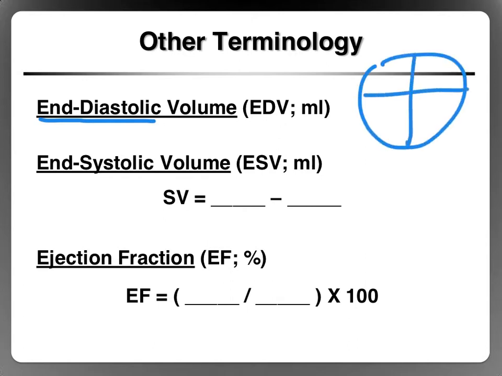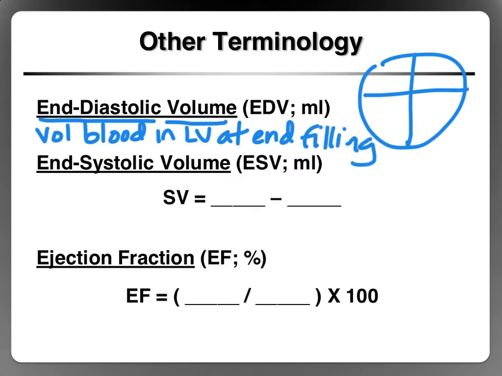And so end diastolic volume is the volume of blood in the left ventricle at the end of filling, or at the end of diastole. So during diastole, the left ventricle is filling with blood, and at the end of diastole, there's a volume of blood in the left ventricle that we call end diastolic volume. That's going to be the greatest amount of blood in the left ventricle because it's completely filled, and this is the volume right before it contracts.